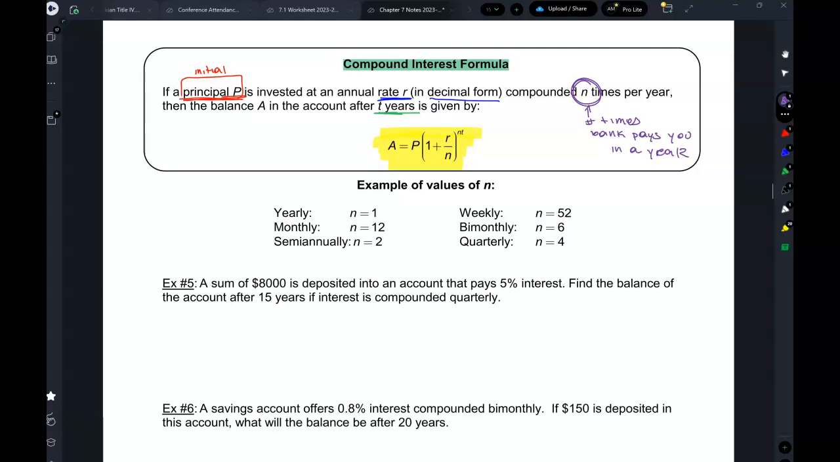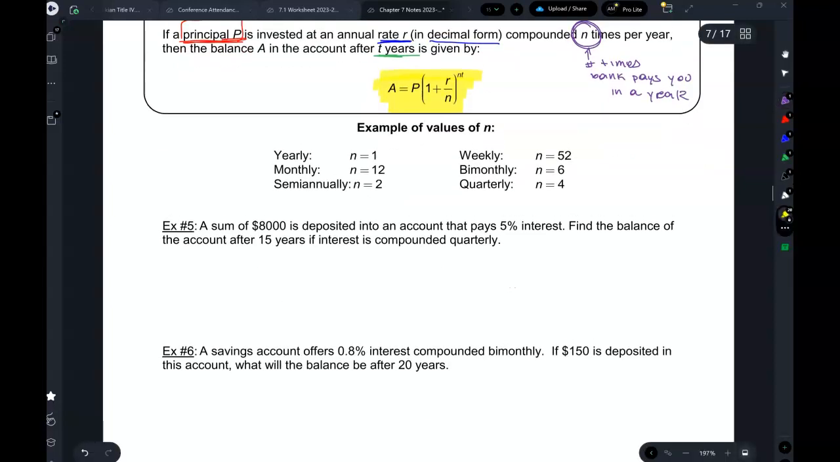All right. So what are some values of N? So for example, if it says it's compounded yearly, how many times does that happen in a year? Once. So N is 1. If it happens monthly, that happens 12 times in a year. So N is 12. Semi-annually, like if there's a semi-annual sale, right? That's twice a year. So N is 2. Quarterly, N is 4 because 4 quarters in a year. Bi-monthly, that's every other month. So that happens 6 times. And then weekly, that's 52.